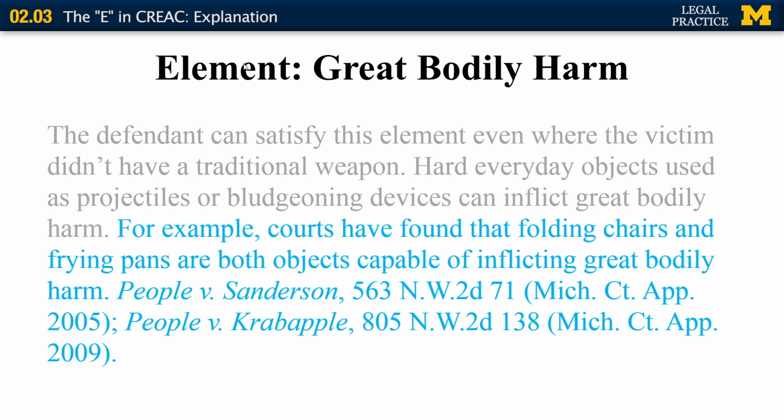And here's the explanation. For example, courts have found that folding chairs and frying pans are both objects capable of inflicting great bodily harm. Notice that really all my reader needs is those two quick examples of two different household objects that can be used to inflict great bodily harm. And I can get all of that information easily into a clear and succinct sentence. So usually you want to start with a default of 2 sentences. Occasionally you can use 1. Frequently, however, you need a lot more information about a case for your reader to be able to understand it.